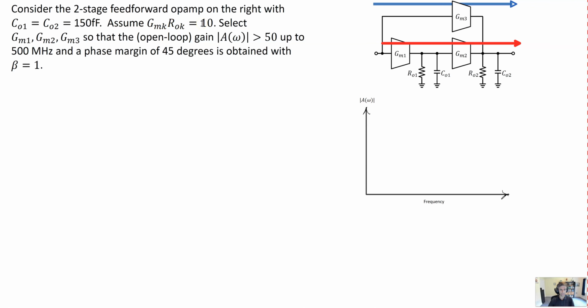to 10. And we're asked to select the transconductances required to ensure that the open loop gain is at least 50 up to 500 megahertz and a phase margin of 45 degrees is provided. So let's think about this problem a little bit.